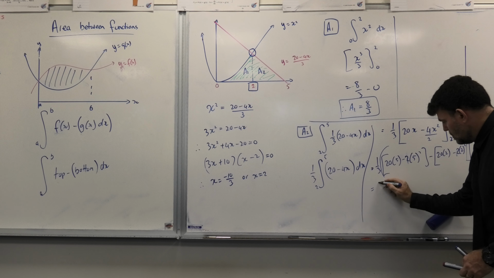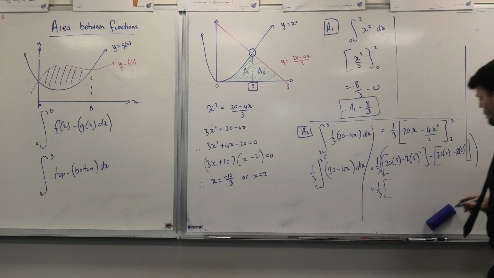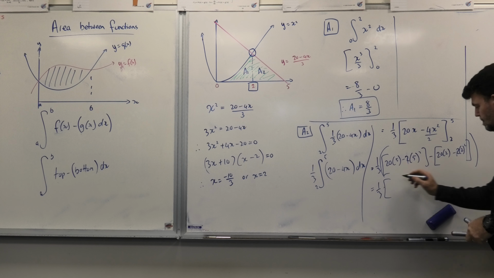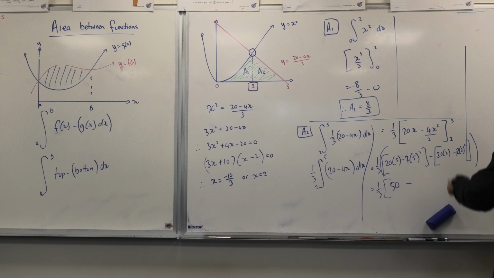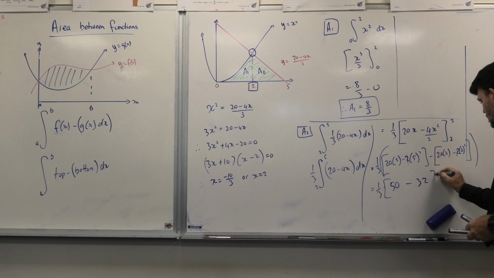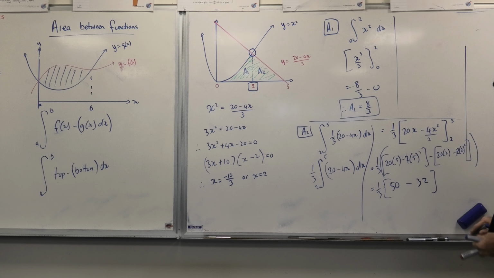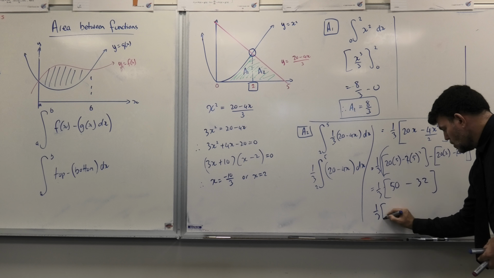So if we work this out, what do we get? We get 20 times 5, which equals 100, minus 50. So we get 50. Minus 20 times 2 is 40, minus 4 times 2 is 8. 40 minus that, yep, do I get 18? 32, sorry, because it's 40, isn't it? So I get 18. So therefore, we can now fix this up and we get 1/3 times 18.